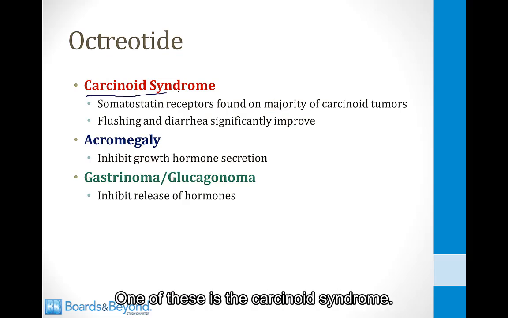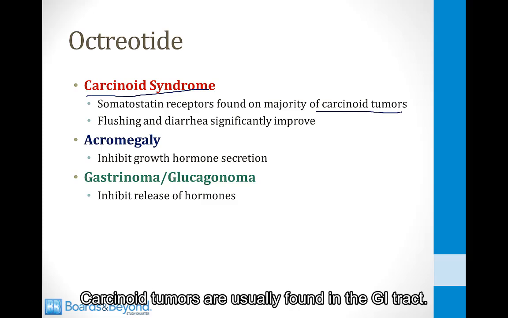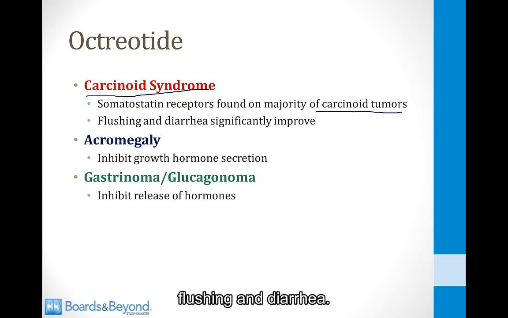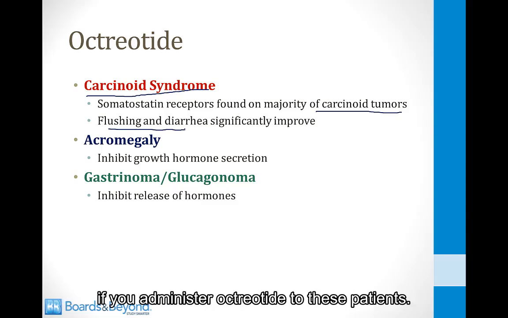One of these is the carcinoid syndrome. There are somatostatin receptors found on the majority of carcinoid tumors. Carcinoid tumors are usually found in the GI tract. They release serotonin and they can cause significant flushing and diarrhea. And the flushing and diarrhea will improve significantly if you administer octreotide to these patients.